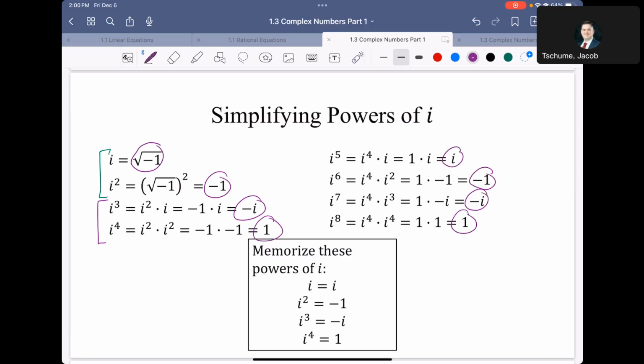That's one of the nice things about this imaginary unit, is that as you go through higher powers, you will end up just using the same 4 values every time.